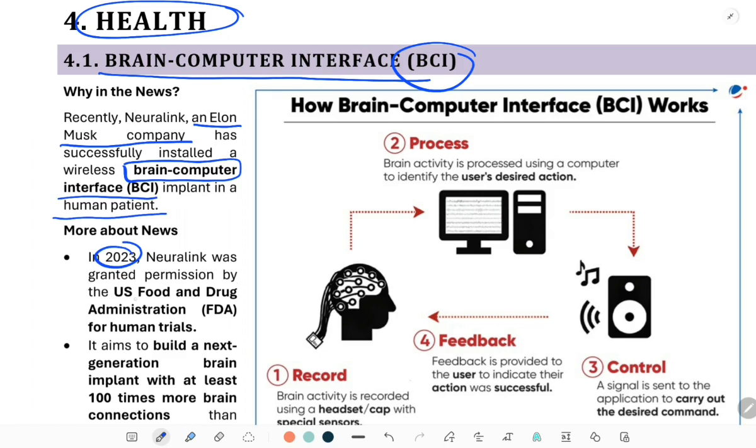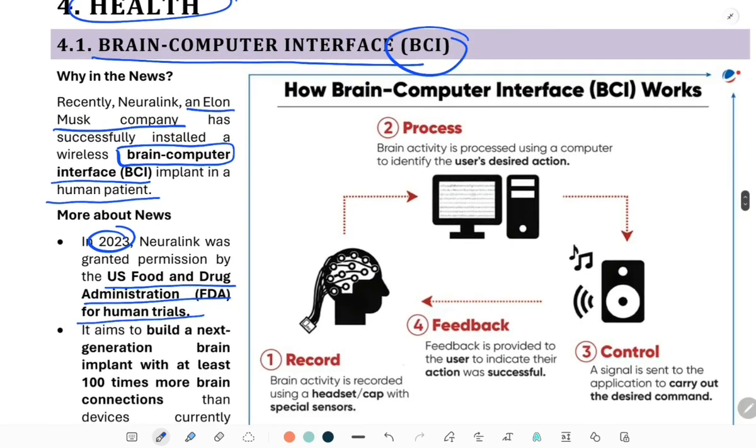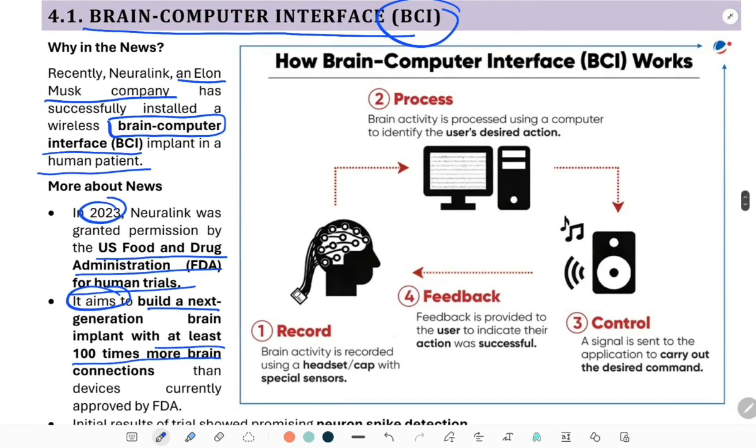was granted permission by the US Food and Drug Administration for human trials. Its aim is to build a next generation brain implant with at least 100 times more brain connections than devices currently approved by the FDA.